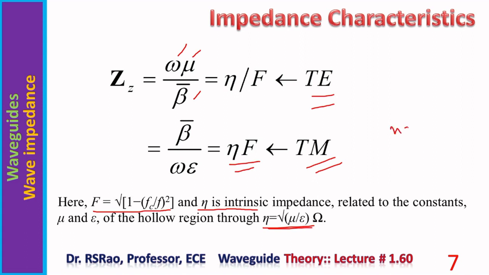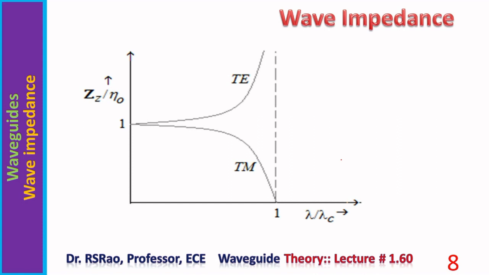Note, eta is square root of mu by epsilon, whereas velocity is 1 by root mu epsilon. So in all the important parameters of wave theory, these mu, epsilon, sigma appear. That's why they are called constitutive parameters. Here, a graphical representation of the relation that wave impedance has with frequency or wavelength is shown.